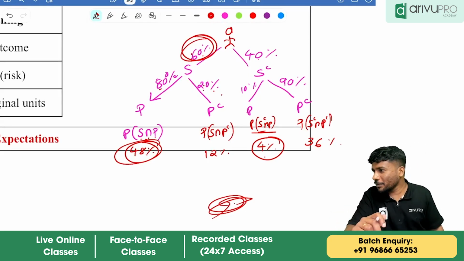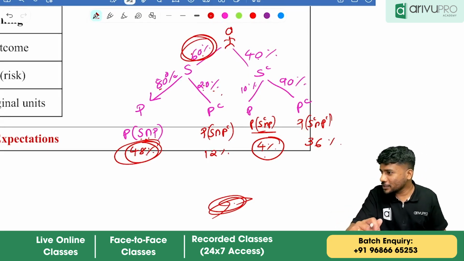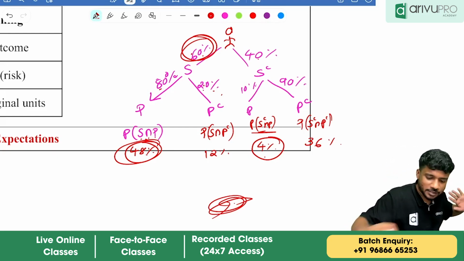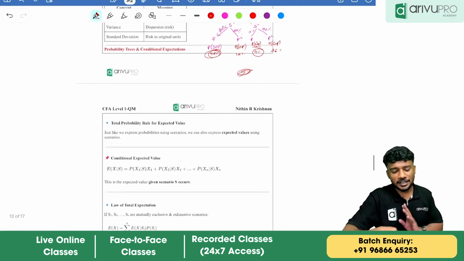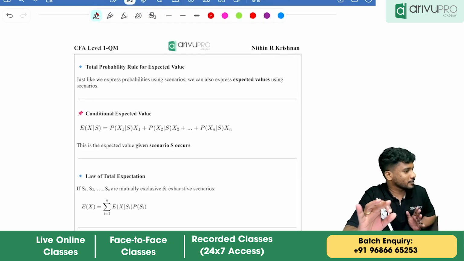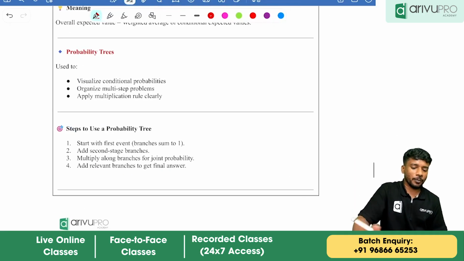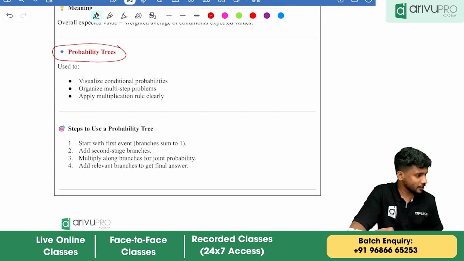Are you getting the point, people? Understood the logic? Very easily you can get the answer without even using formulas. There are multiple formulas like this, but we will not use any of them. We'll just use this logic and get the answer. Now the probability tree is just like that, one by one.